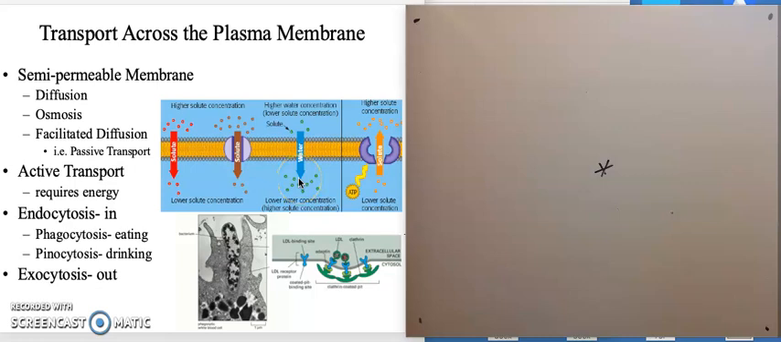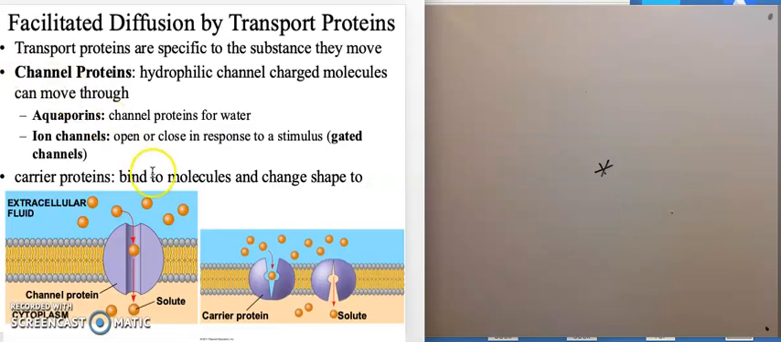But there are lots of things that can't diffuse directly across the membrane that our cell needs to transport across the membrane. So we're going to talk about the other ways that molecules can move across the membrane. The first one we're going to talk about is called facilitated diffusion. Facilitated diffusion is when a protein channel allows for the diffusion of molecules down their concentration gradient.